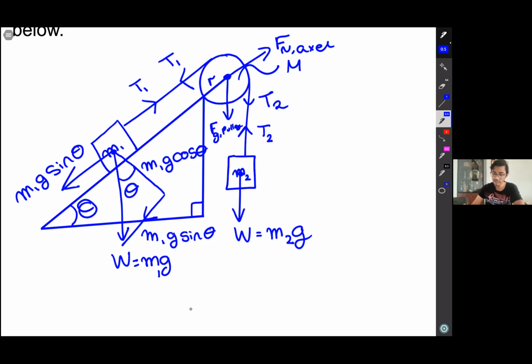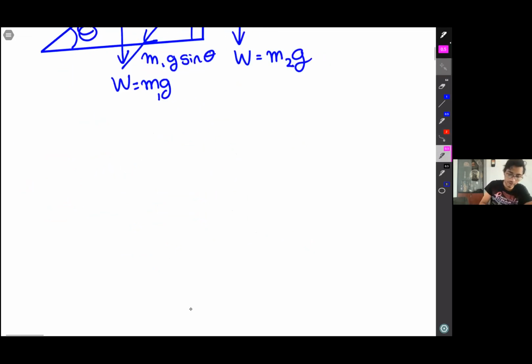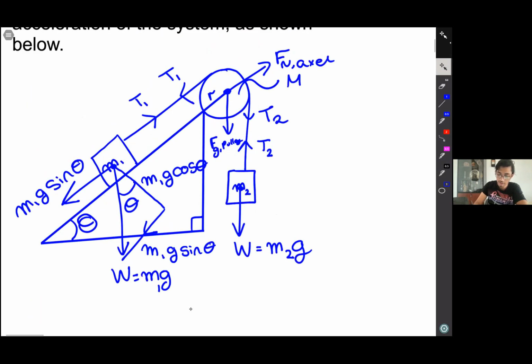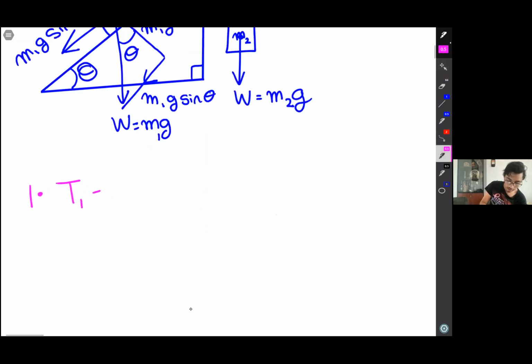So let's start with the basic Newton laws that we should probably get off right away, which is the Newton law for M1 and the Newton law for M2. Number 1. For M1, as we said before, the system of the pulley is going to be acting downwards like this. So this M1 block over here is going to be pulled up the incline. Hence, the tension force is going to outweigh the gravitational force acting downwards. Or in other words, T1 minus M1G sine theta is equal to mass 1 times the linear acceleration.